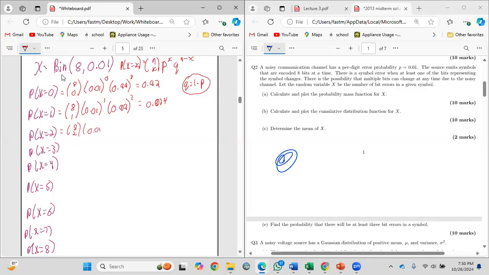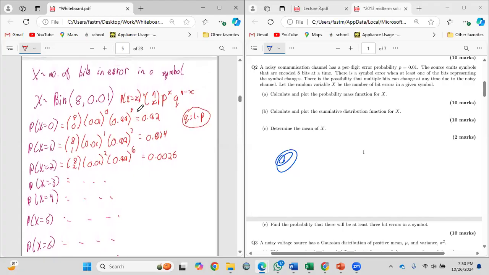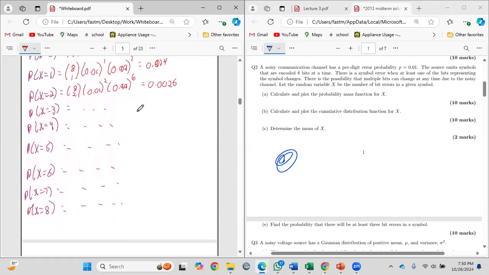And the last one, I'm going to do 8C2. Success is 0.01 to the power of 2. Failures is 0.99 to the power of n minus x, 8 minus 2, which is 6. And the probability for that one will be 0.0026. And you just repeat the same concept for all of them and you get your answers. Alright? So with that done, you will have your PMF.